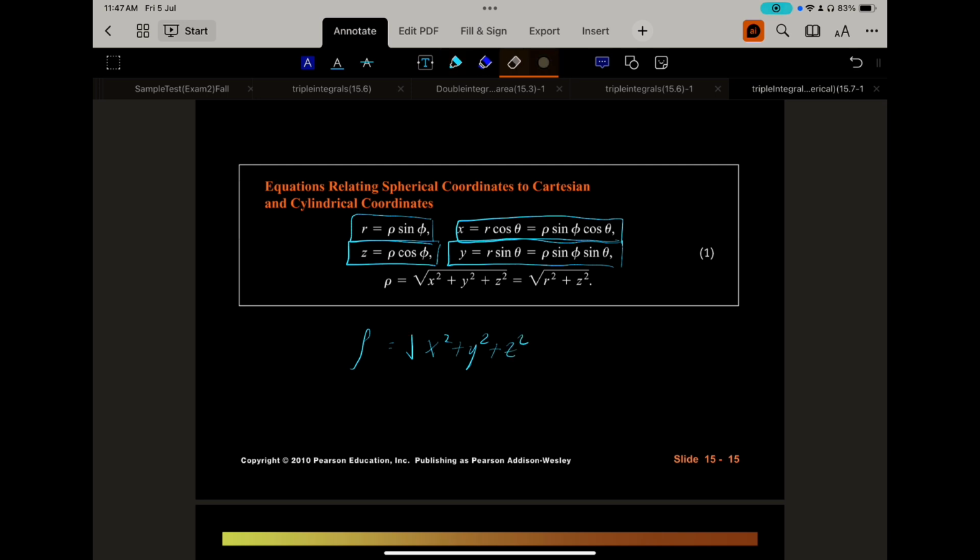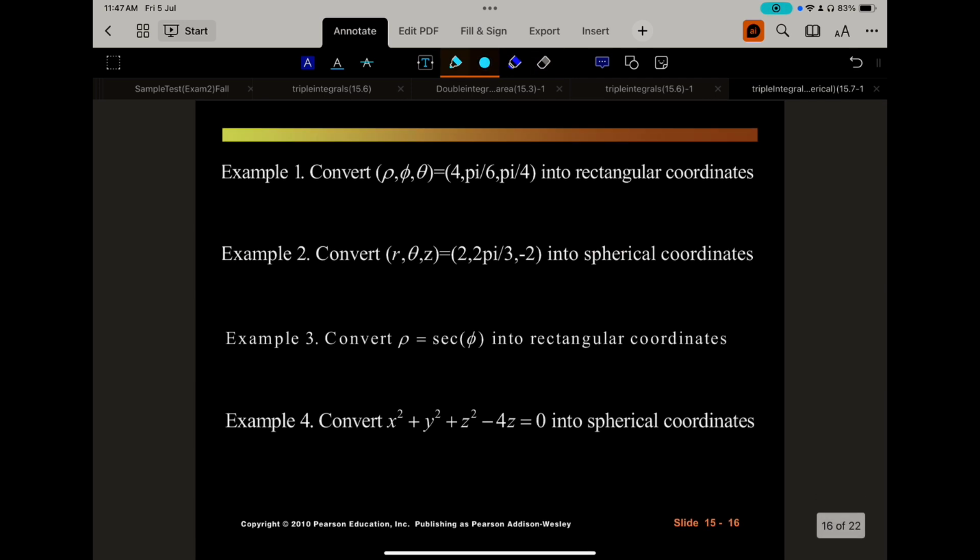Okay, so the distance from the origin, the point distance formula. And then we know that x squared plus y squared is r squared, so it's just r squared plus z squared, so we can convert also to cylindrical coordinates. Now, let's do some examples.